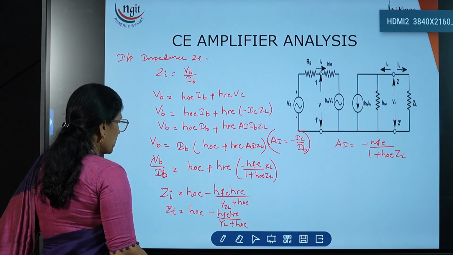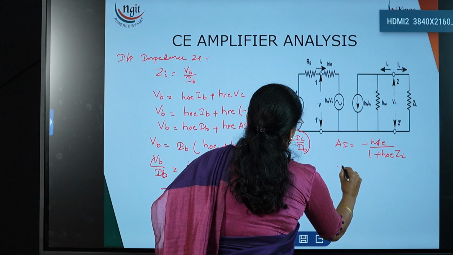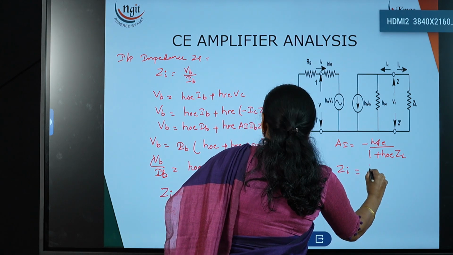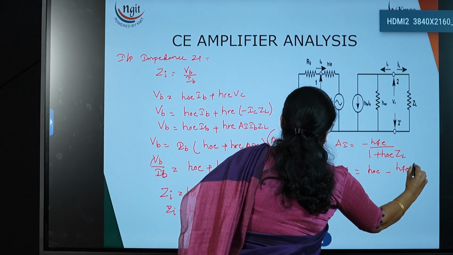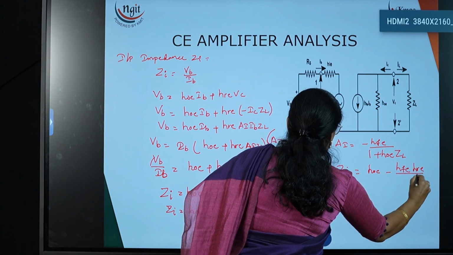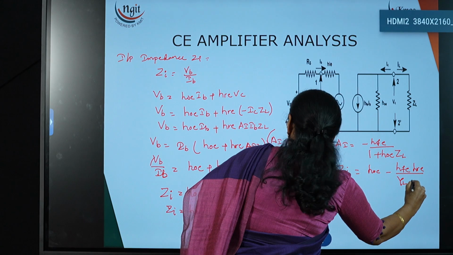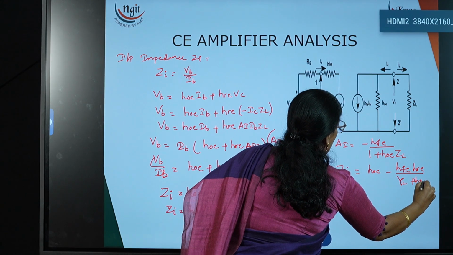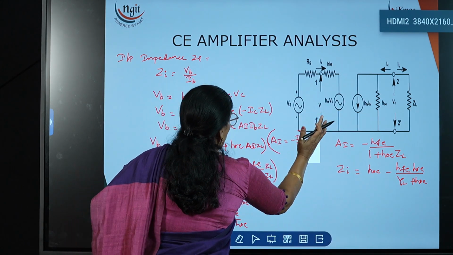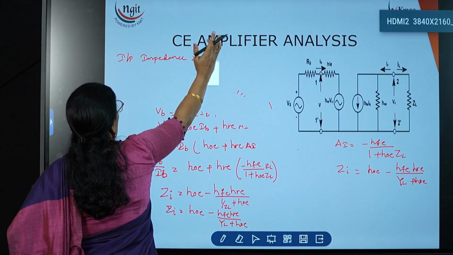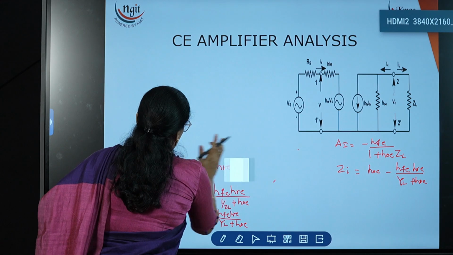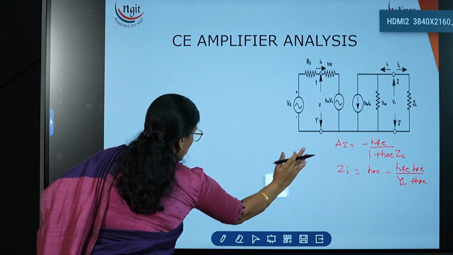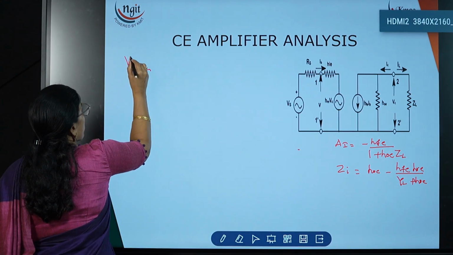Now here I am writing the input impedance: ZI is equal to HOE minus HFE HRE divided by the output admittance plus HOE. Now we need to calculate the voltage gain. Of the 4 parameters we need to calculate, 2 are already calculated. Next one is voltage gain, AV.